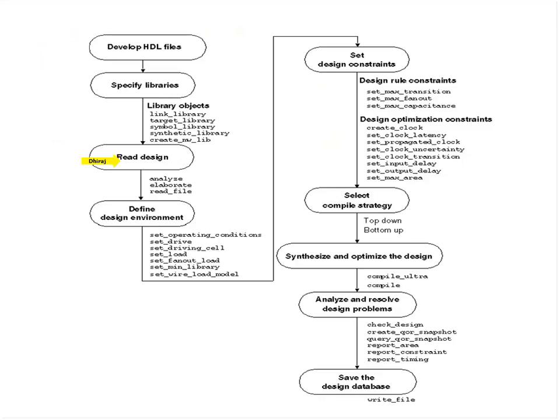Now, in this lecture, we look at how to define the design environment. Before we come to the most important part of setting the design constraints, we should see how the environment is designed, in what environment we synthesize the design. So this presentation is divided into two parts. In the first part we will see how to partition our design for synthesis and what the partitioning guidelines are. In the second part we will see what is meant by design environment and how we set it.